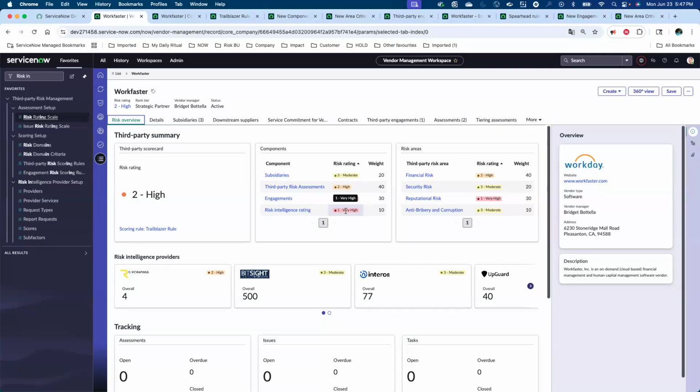Feel free to review one of our speed learning sessions around risk intelligence to understand how risk intelligence works and how the scores are determined. But for the purposes of this recording, we know that the risk intelligence one very high was derived for Workfaster. That's our demo data.